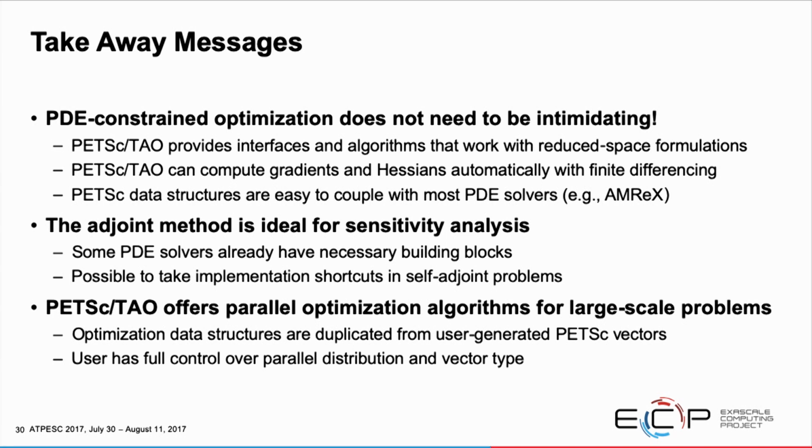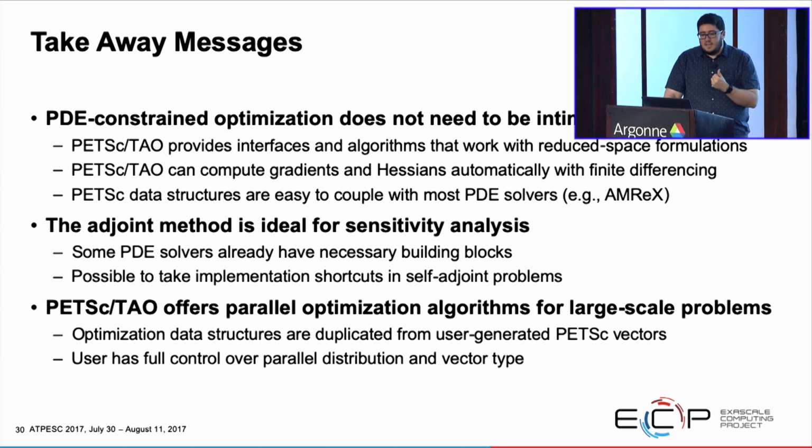The most common ones out there, in Python for instance, are all serial codes. We have the interfaces that support reduced space PDE-constrained optimization formulations, and this optimization library runs in parallel. So if you have a parallel PDE solver, you can make this work without using global arrays, without doing a lot of extra communication. There are automatic tools in TAO for computing gradients and Hessians, though we talked about their limitations.